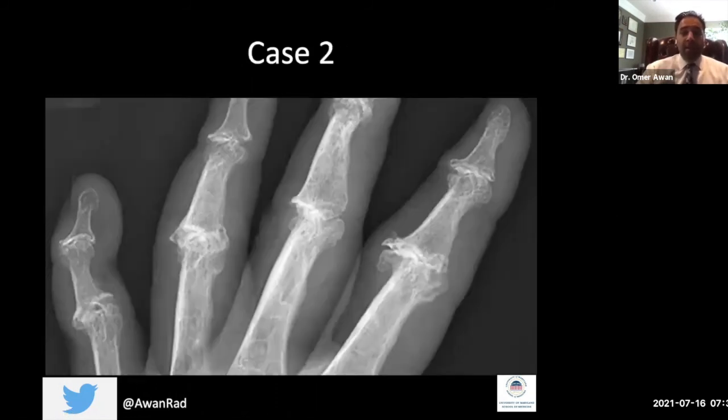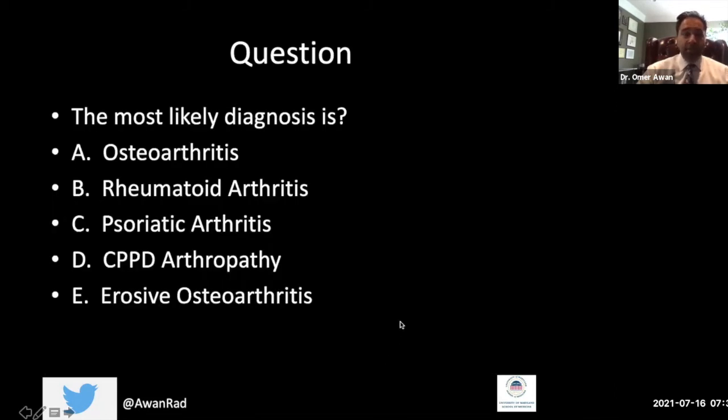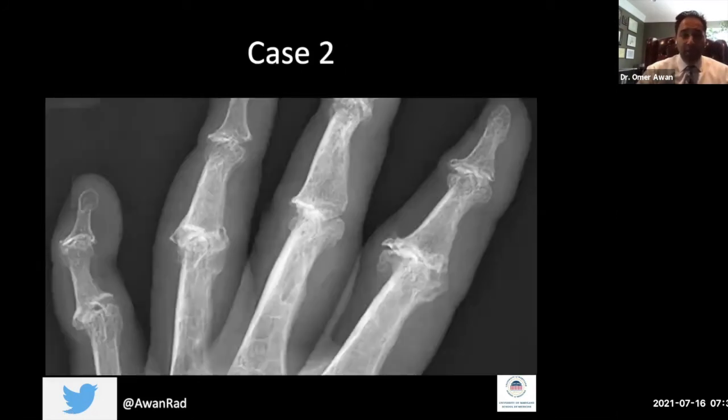All right, this is another image here. Okay, this is a cone down view of the hands. Okay, you're looking at the PIP and DIP joints. What is the diagnosis here? Is this OA, RA, psoriasis, CPPD, or erosive OA? And it looks like a lot of folks are saying OA, which is the correct answer, right? This is a classic case of osteoarthritis where you have PIP, DIP joint involvement with osteophytes, subchondral sclerosis, cystic change. We see no erosions here. Nice example of what OA is.